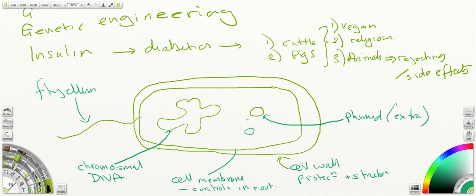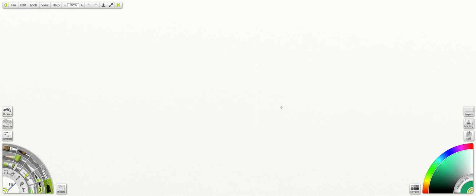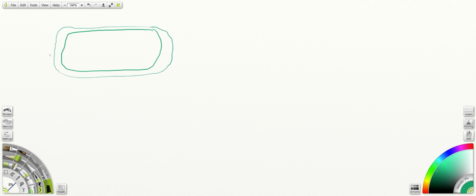Now you can have more than one plasmid. However, your chromosomal DNA, only one of those. So let's have a look now at genetic engineering. Okay, so what you're going to do is take the plasmid DNA. So you're going to have a bacteria, right? So here's my cell wall, my cell membrane, my flagellum, my chromosomal DNA, which is free floating, my plasmid.